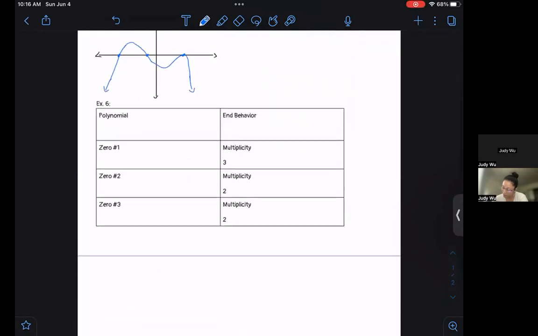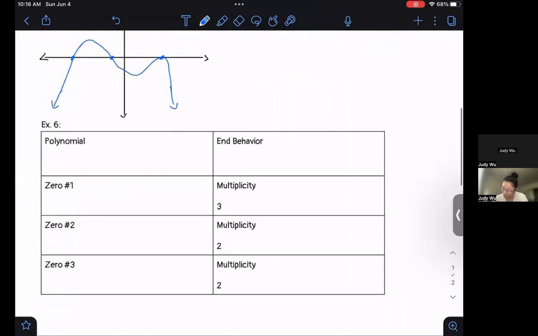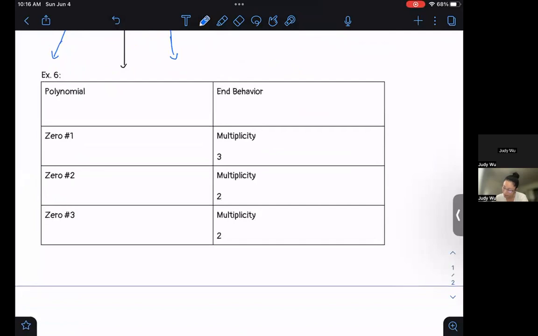All right, let's take a look at one more. All right, example 6. It looks like this time we have multiplicities, but we don't have any other information. That means we have a lot of freedom, all right? So answers may vary here. Answers can vary. They can be different, okay? I'm just going to go through one example of a possible polynomial.